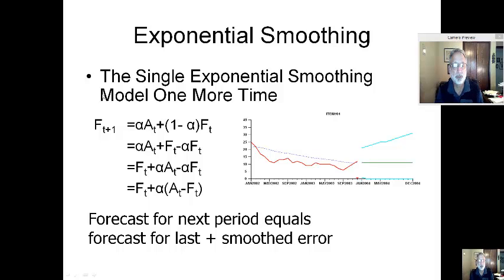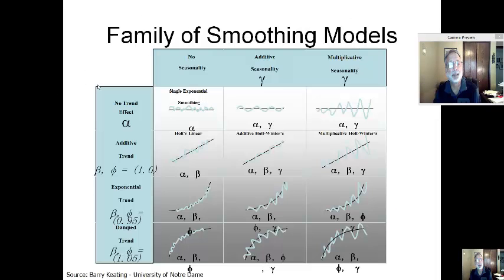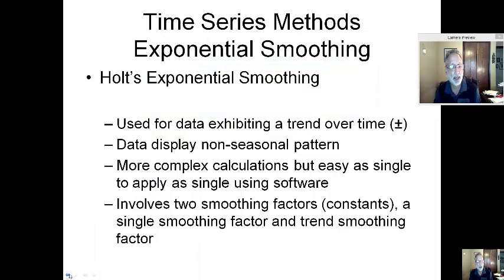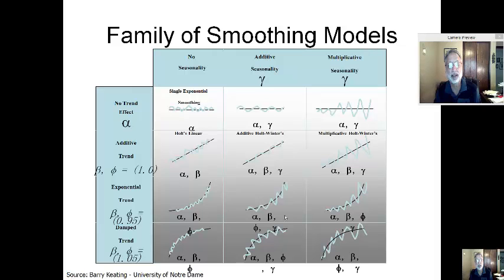Now, when we get together next, we're going to look at what's called Holt-Winters, or a three-parameter exponential smoothing model, where we account for level as we did in single, we account for trend as we did in Holt's, and then we finally add in the issue of seasonality. Okay, so we'll look at that next time.